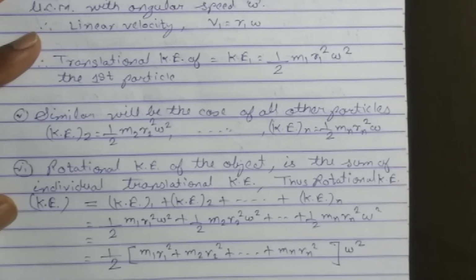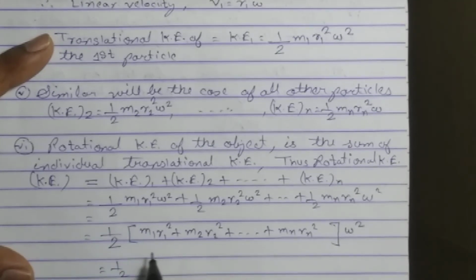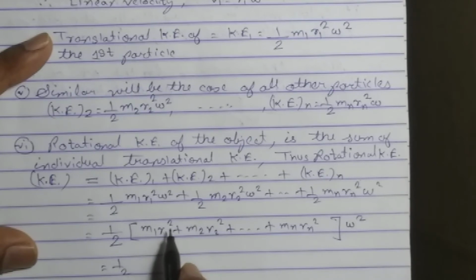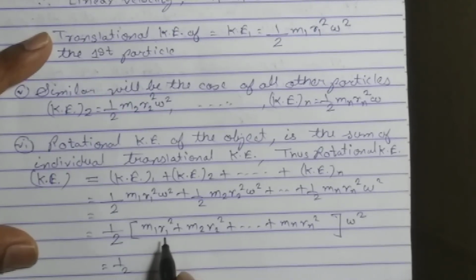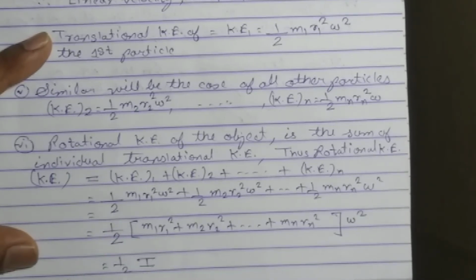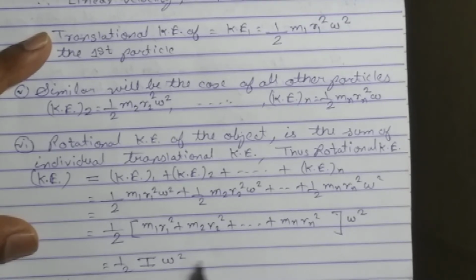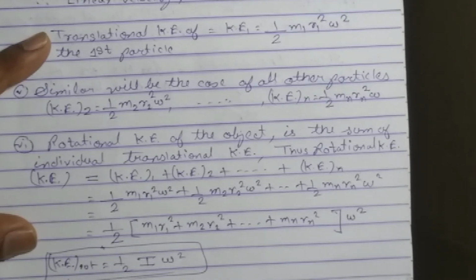So students, we know the definition of moment of inertia. What is the definition of moment of inertia? It is the sum of the product of the mass of each and every particle and the square of the perpendicular distance from the axis of its rotation. So students, this particular bracket forms the moment of inertia of the rigid body. So what is the formula for rotational kinetic energy? The rotational kinetic energy is given by the formula half I omega square.